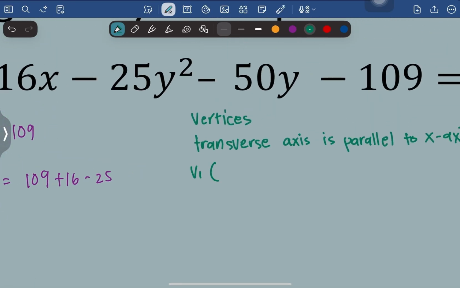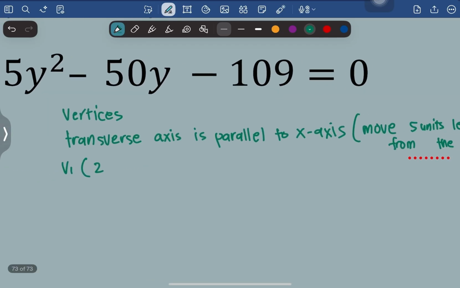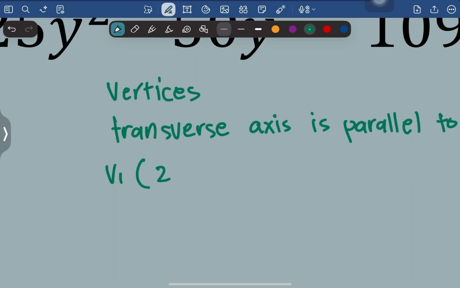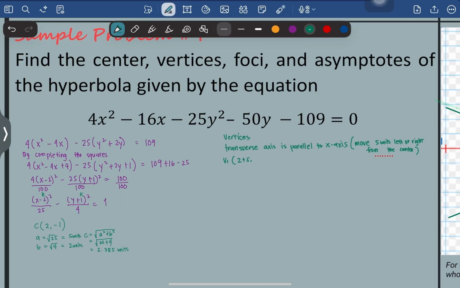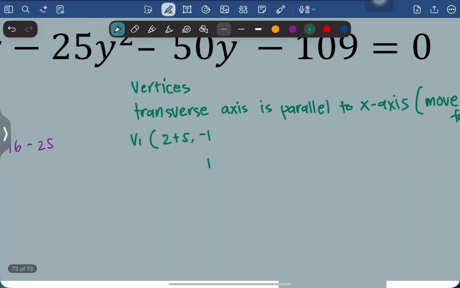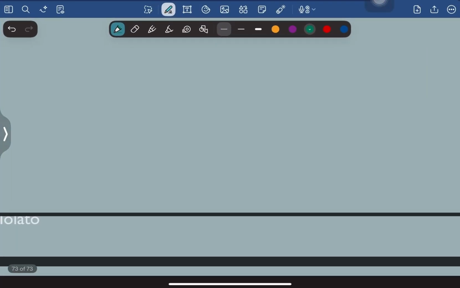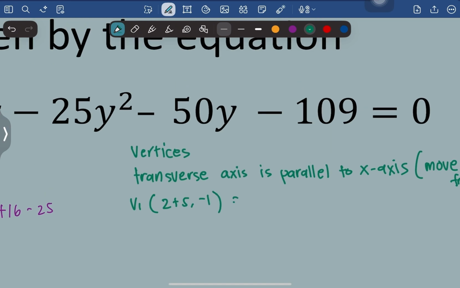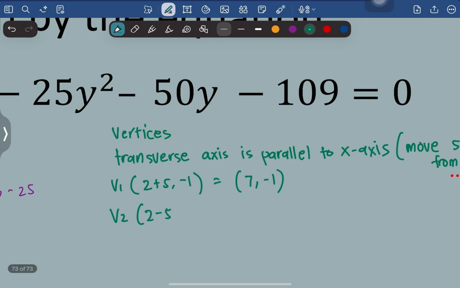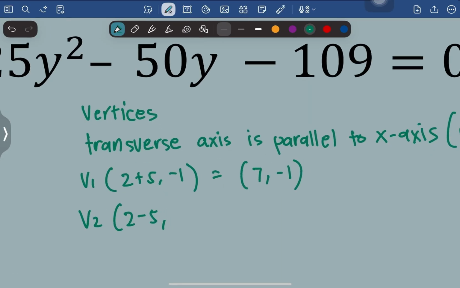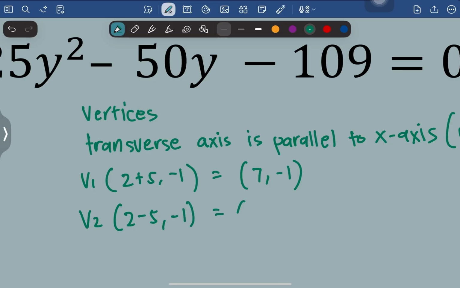So vertex 1. Saan ka mag-add ng 5 units? Doon sa x coordinate kasi dyan siya parallel. So plus 5, then -1. So vertex 1 is 7, -1. Then another vertex of the hyperbola. You need to move to the left, so you have to subtract 5. So it becomes -3, -1.